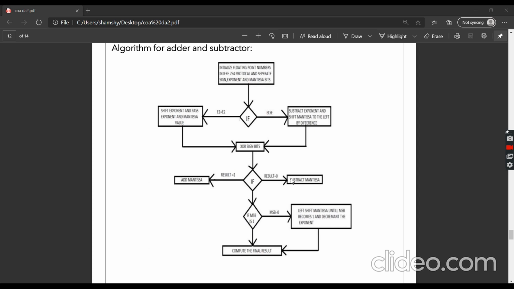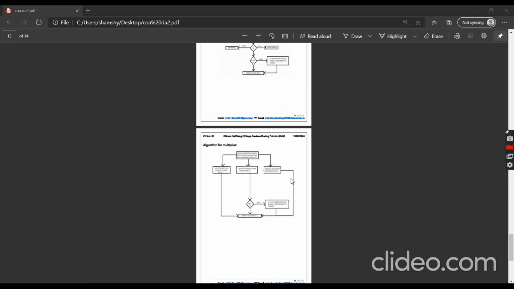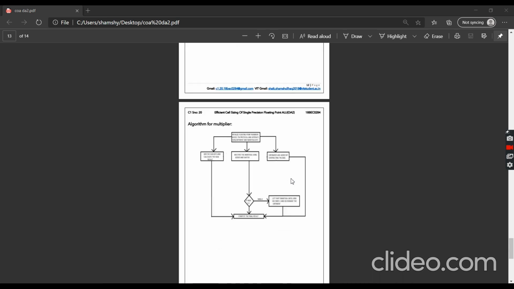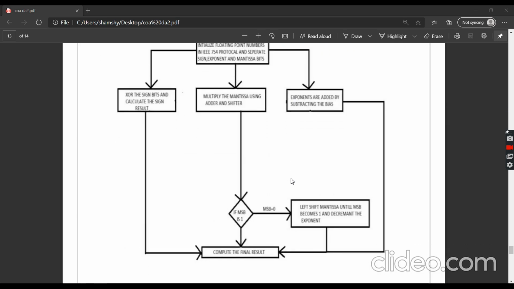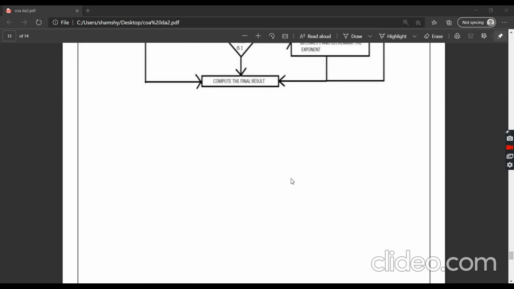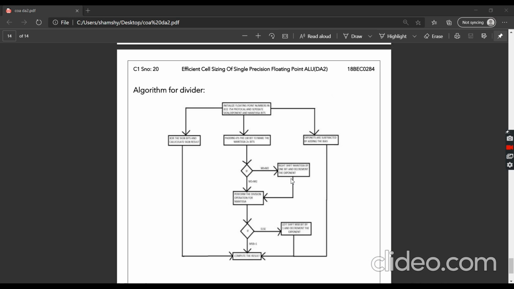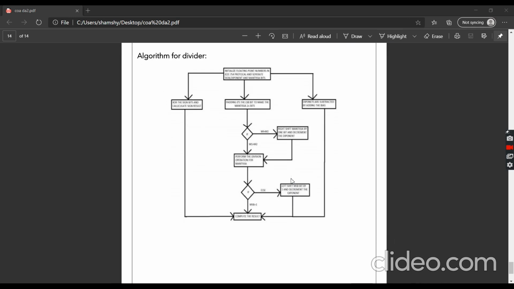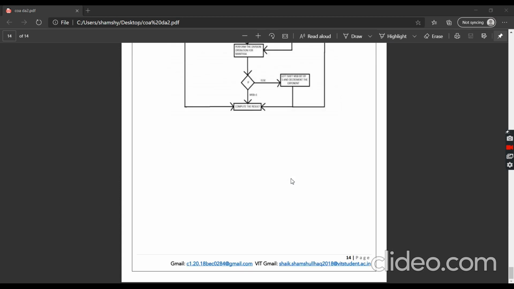This is the algorithm for adder and subtractor, and this is the algorithm for the multiplier, and this is the algorithm for the divider. These algorithms play a major role in the ALU. So these are all the questions given in our DA.